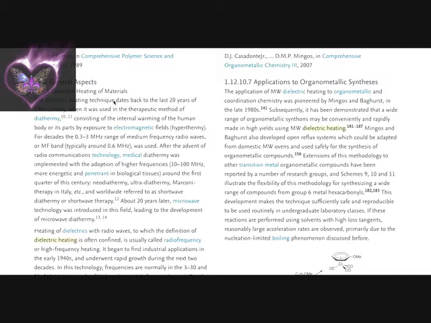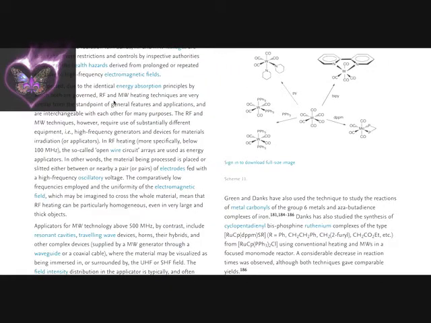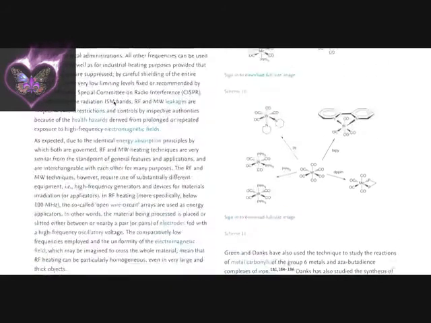Okay, so organometallic coordination chemistry was pioneered by Mingos and Baghurst in the late 80s. Subsequently, it has been demonstrated that a wide range of organometallic synthons may be conveniently and rapidly made in high yields using microwave dielectric heating. Mingos and Baghurst also developed open reflux systems which could adapt from domestic microwave ovens and used safely for the synthesis of organometallic compounds. So mixing metals with carbon.